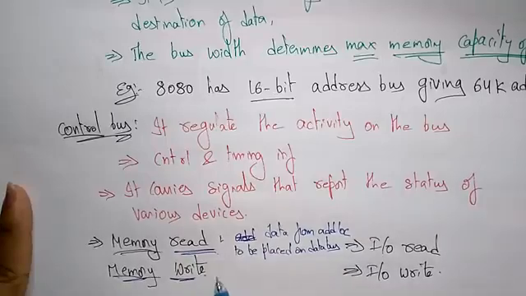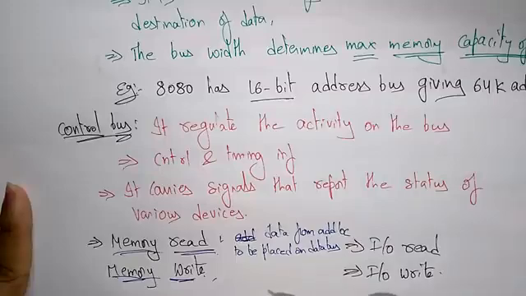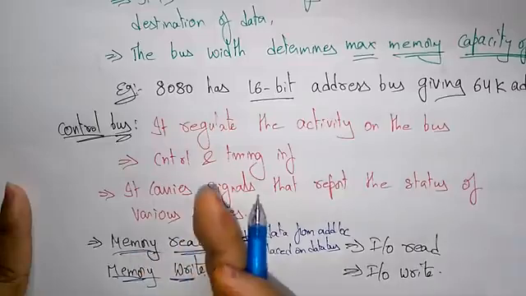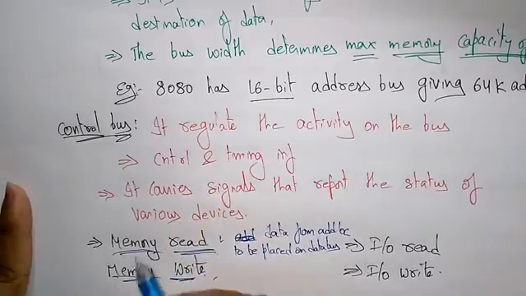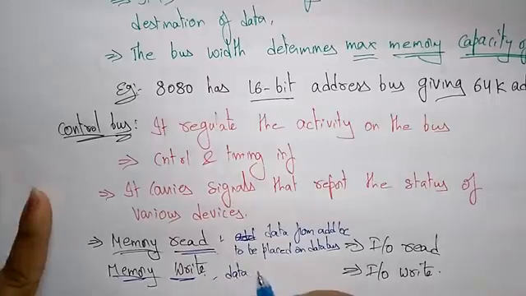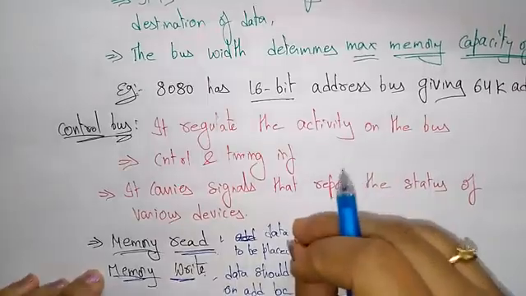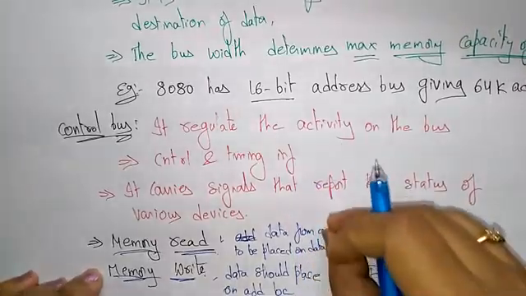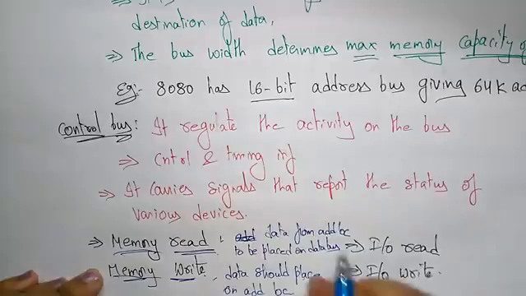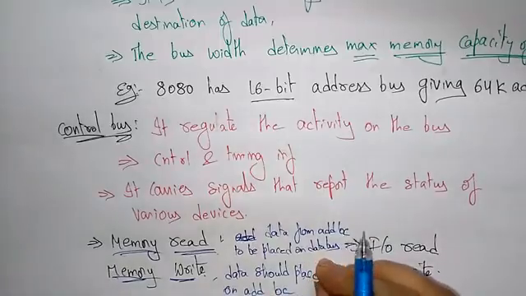Whereas the work of the memory write signal is that it causes data on the bus to be written into the address location. Whatever data is sent by the CPU should be placed on the address location. So from a particular address location, meaning from memory, data is placed on the data bus so that the processor can read the data.